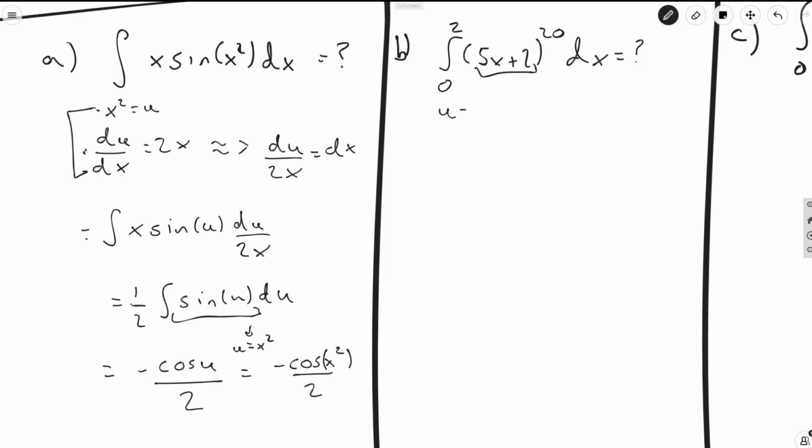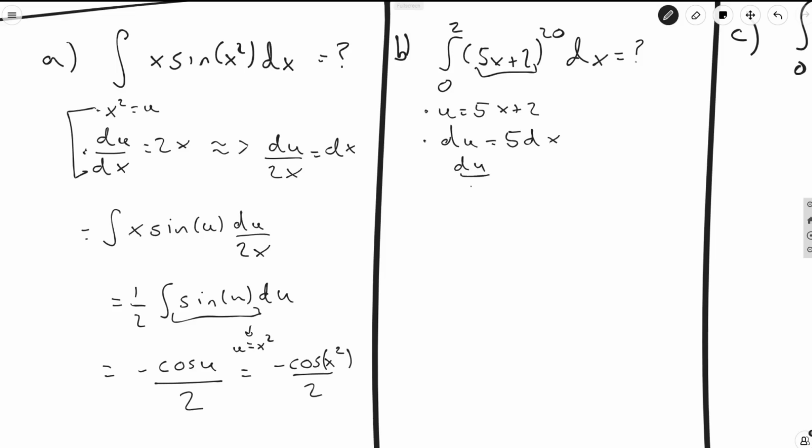Okay, so u is equal to 5x + 2. And now if we differentiate each side with respect to x, we'll see that du is equal to 5 dx, because du/dx is equal to 5, right? Because if we differentiate this, we get 5.